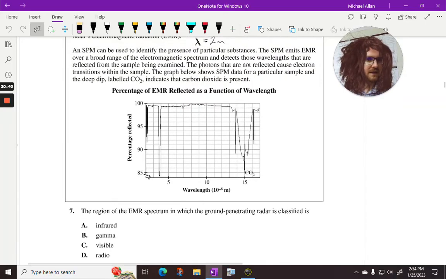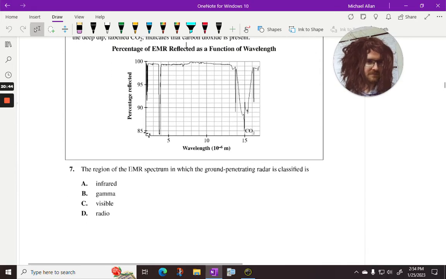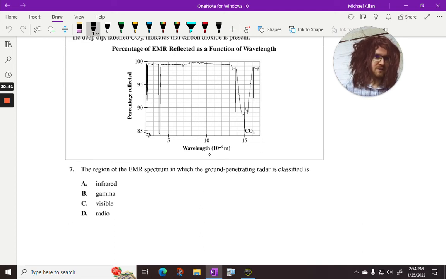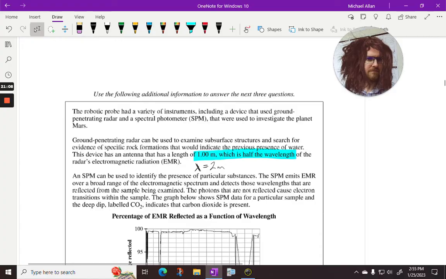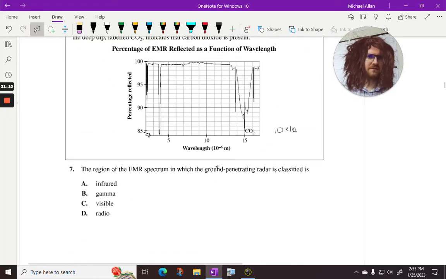So the region of the EMR spectrum in which ground penetration is classified is times 10 to the negative 6. So if I want to put that in perspective, I may want to change these numbers here. Like this is from like 5, this is like 10. Right? So say I would change 10 times 10 to the negative... Oh, just 1 second. I don't know what I'm trying to do. Yes, 2. So that's definitely radar.